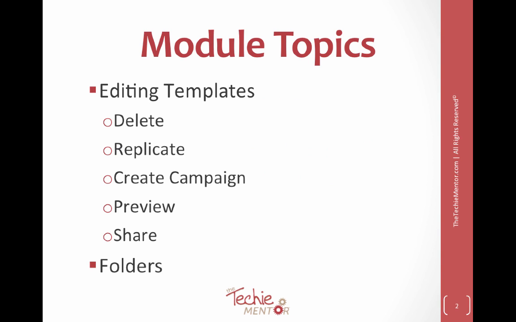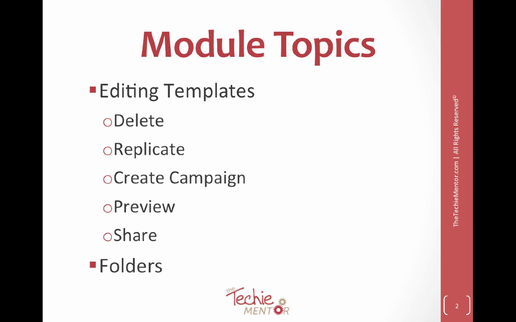So real quickly, we're going to talk about editing templates. And what I mean by that is really actually editing the template, but also deleting it. It's always good to keep a clean space, so you want to remove any extra clutter. If you have some old templates that you're not using, you could simply delete them. Replicate: if you have a template that looks similar to one that you already have, you could simply make a copy. So replicate is copy. You could create a new campaign based off a template. And campaigns are your follow-up sequences, your autoresponders, whatever word you want to put there.